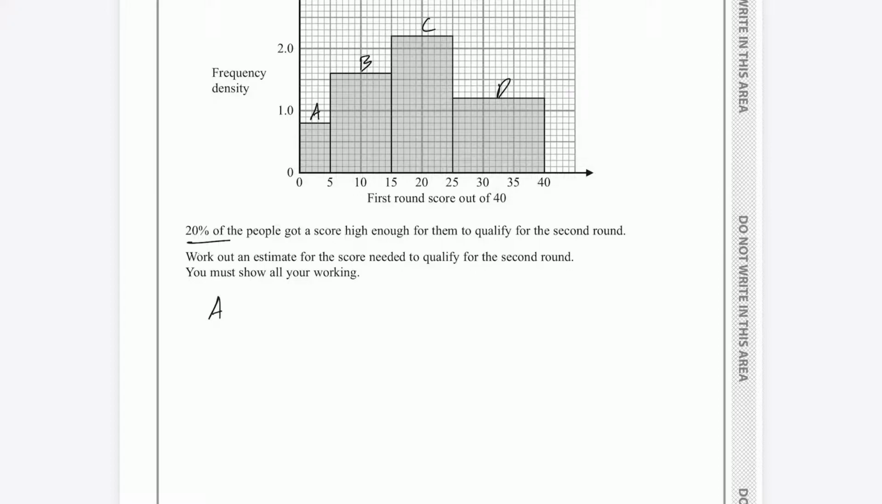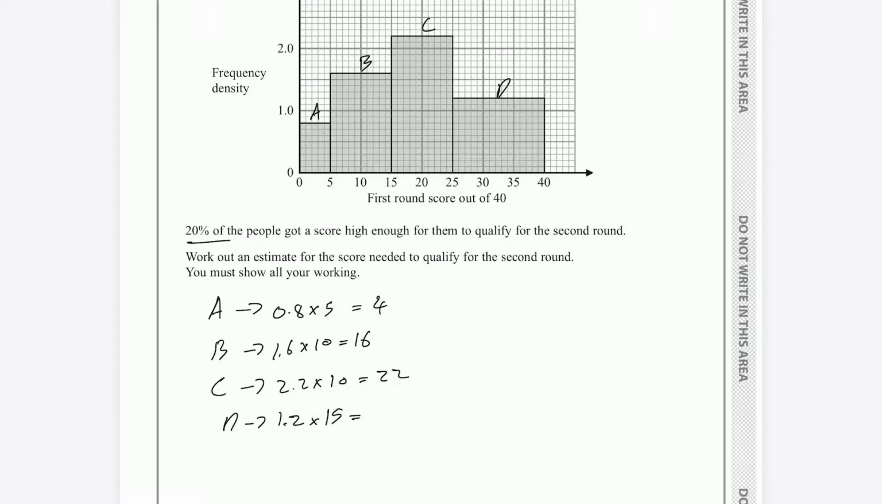So if we just write that here, A is going to be base times height, so that's 0.8 times 5, which is 4. B is going to be 1.6 times 10, which is 16. C is going to be 2.2 times 10, which is 22. And D is going to be 1.2 times 15, which is 18. If I add all of these together, I get 60. Now I need to find 20% of 60, so times that by 20 over 100, and that is 12.